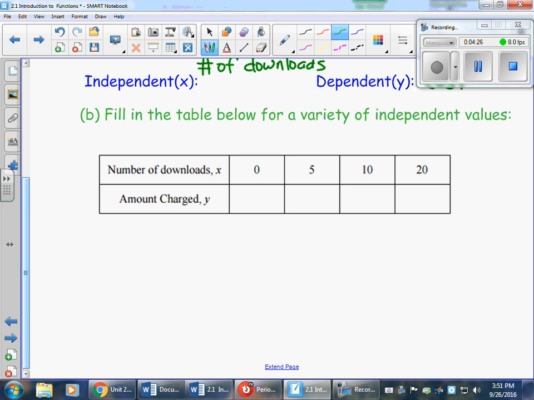Okay, now at this point, 0 downloads, so even if you don't download anything, it's still going to cost you $5. But now if you have 5, they're 10 cents each, so 5 downloads is going to cost you an additional 50 cents. And 10 would cost you an additional dollar. So add that onto your $5 and you get $6 and so on and so forth. So the 20 downloads will be $7.